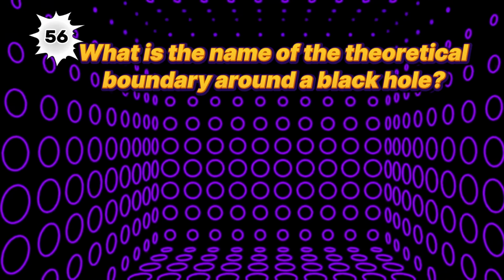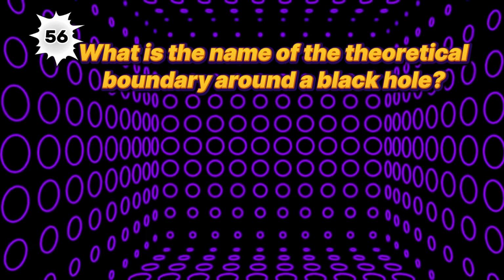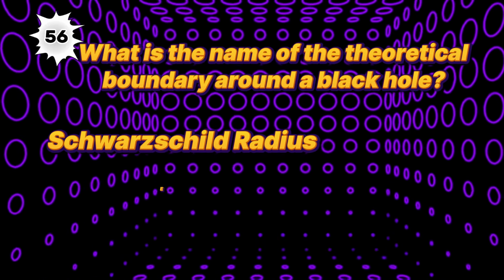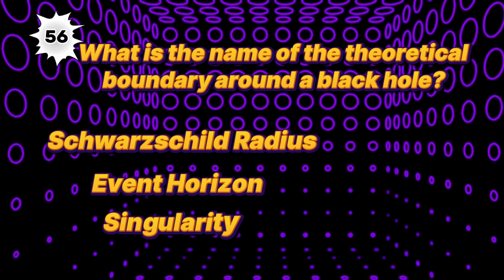Here's one from astrophysics. What is the name of the theoretical boundary around a black hole? Can you figure it out? Schwarzschild radius, event horizon, or singularity?